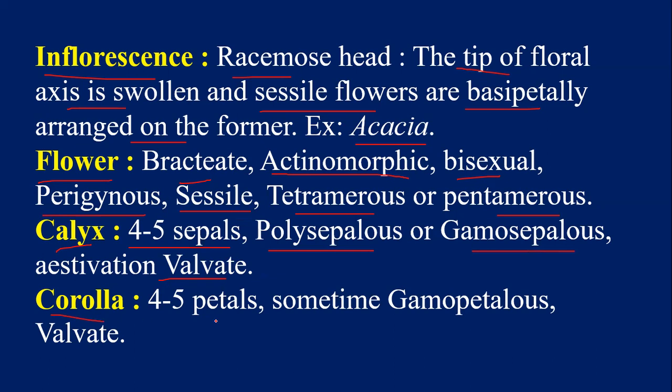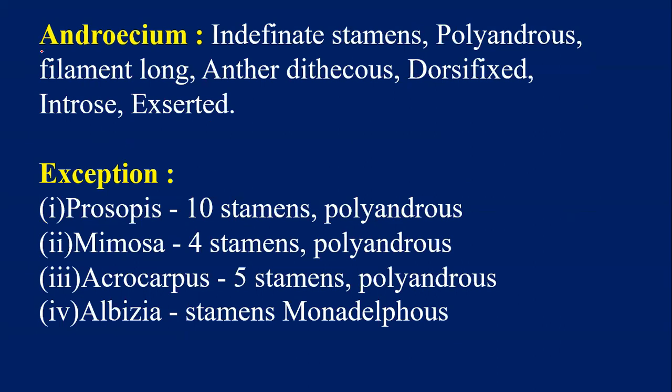While talking about the corolla, it is the same as the calyx, with 4 to 5 petals, sometimes gamopetalous. Gamopetalous means petals are united. Same as the calyx, petals just touch one another without overlapping, so it is called valvate estivation. Then we talk about the androecium. The androecium is the male reproductive part of the flower.